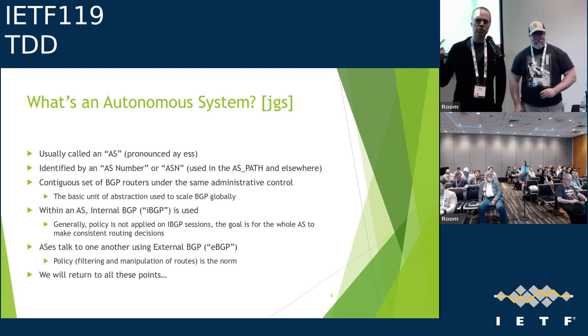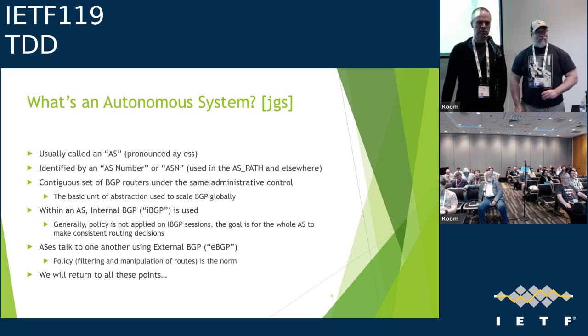So yeah, what's an AS? It's a collection of resources that are run by the same administration. It's defined by an AS number, which is a 32-bit thing that you get assigned to you. And there are two basic flavors of BGP. There's iBGP, internal BGP, that operates inside the AS, and there's external BGP that operates between ASs.